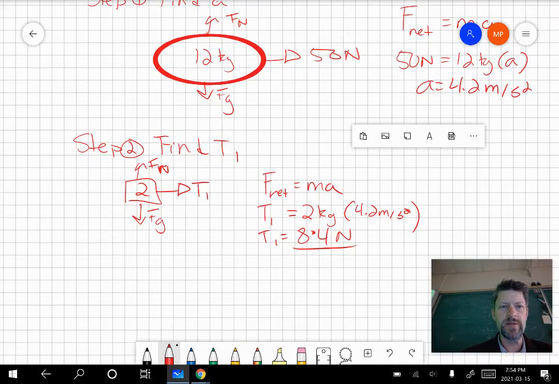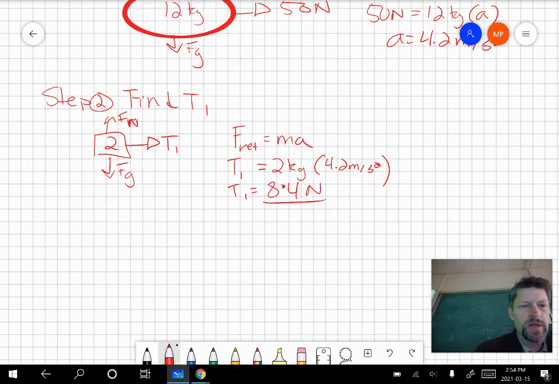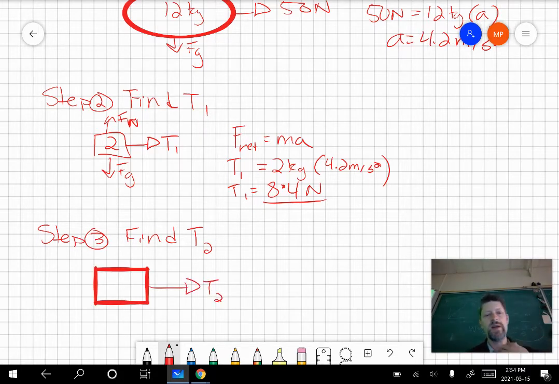If I scroll down just a little bit, I'm going to also show you how to find T2. So step 3 will be find T2. Now to do that, I'm going to put a mass here, and I'm going to put T2 right here. Now you have to think how much mass is the second tension pulling forwards. And it's both of those, it's the 5 kilogram and the 2 kilograms, so you have to add those together. It's pulling 7 kilograms.